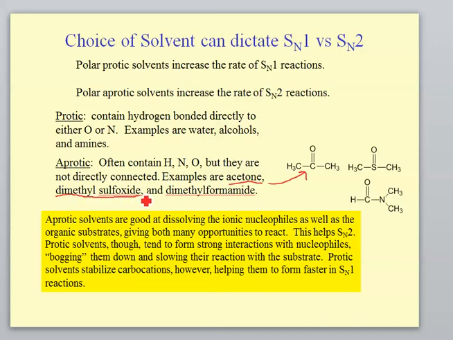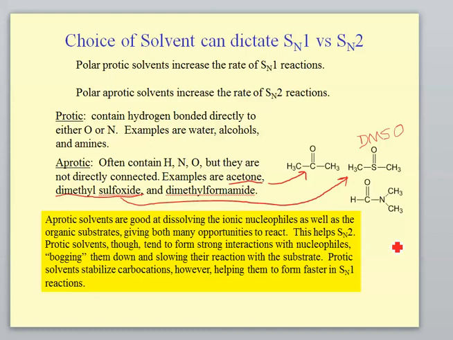Dimethyl sulfoxide is a solvent that is good at dissolving nucleophiles, good at dissolving alkyl halides, but is again in this class of being aprotic. Got lots of hydrogens, but again they're all connected to carbons. So acetone and dimethyl sulfoxide are both similar in structure. We just have a sulfur taking the place of the carbon there, and you will oftentimes see dimethyl sulfoxide abbreviated as DMSO. Sometimes that's written below or above a reaction arrow to indicate that's the solvent.